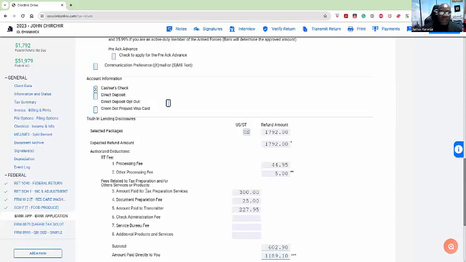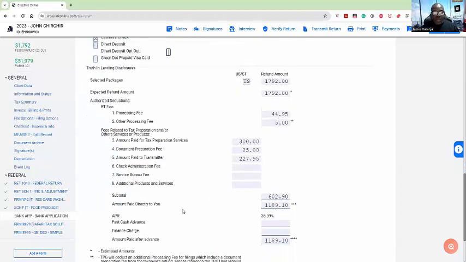Here is our tax preparation fee of 300, other processing fee here of $5. We have the document preparation fee of $25. We have the amount paid to transmitter of $227.95. And so the total payments that they are going to pay is $602, in addition to the preparation fees. So they should have saved like $302 if they didn't use this.